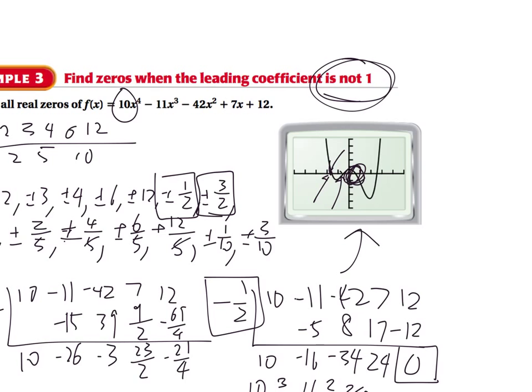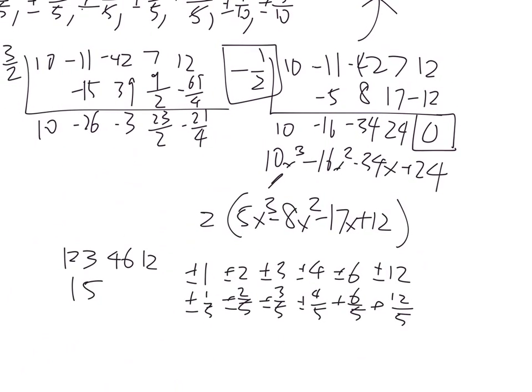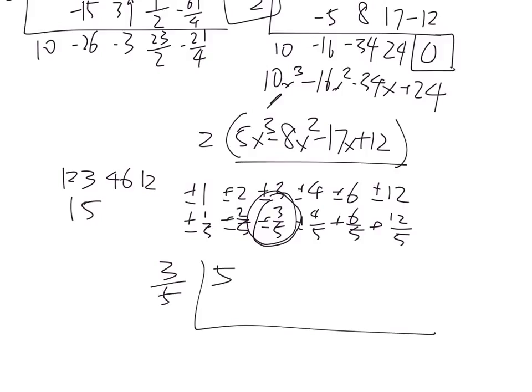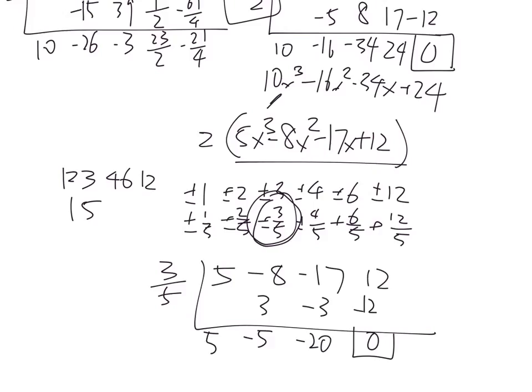That one is somewhere around 1/2. However, 1/2 isn't on this list. The closest thing to 1/2 is this 3/5. So I'm going to use 3/5 for my synthetic division. I'm going to list these coefficients here: 5, -8, -17, and 12. And that worked out perfectly. So 3/5 is another zero of this polynomial.